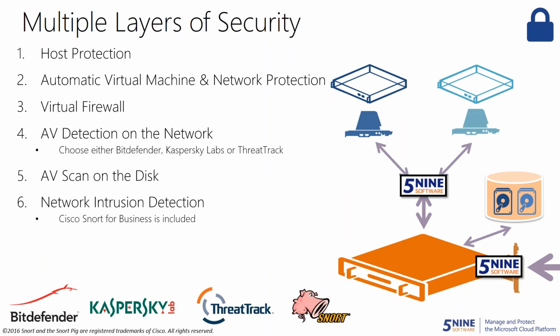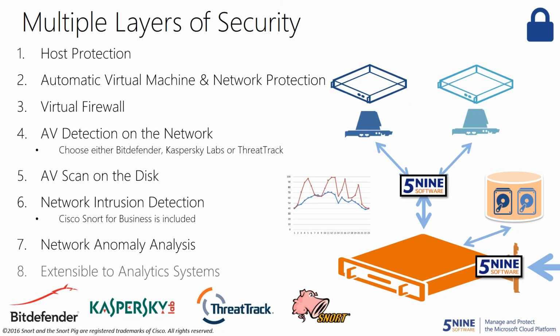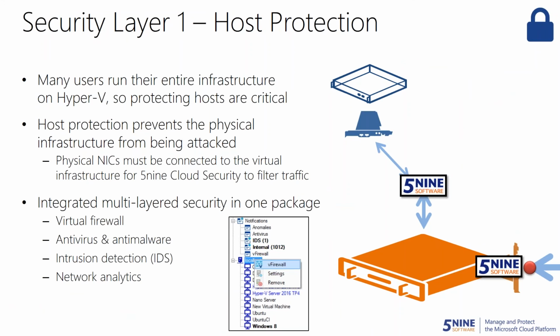We automatically protect virtual machines and networks because any VM that's deployed gets protected by us immediately. We have our virtual firewall that's only going to allow packets through if they meet certain requirements. We have antivirus detection on our network, antivirus scans on the disk, network intrusion detection, network anomaly analysis, and this is also extensible to our different types of analytics systems. So let's take a look at these in a little bit more detail here.